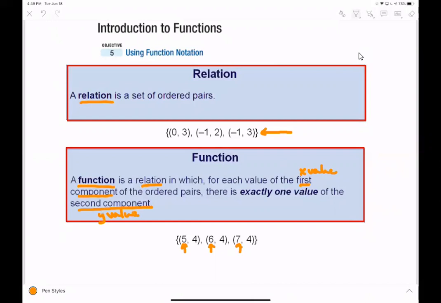So an easy way to determine whether a relation is a function is to look at your x values. Are any of those x values repeated? If not, then it's a function. If any of the x values repeat, then it would not be a function. Our x values here are 5, 6, and 7. We have no repetition of the x, so this would be a function.